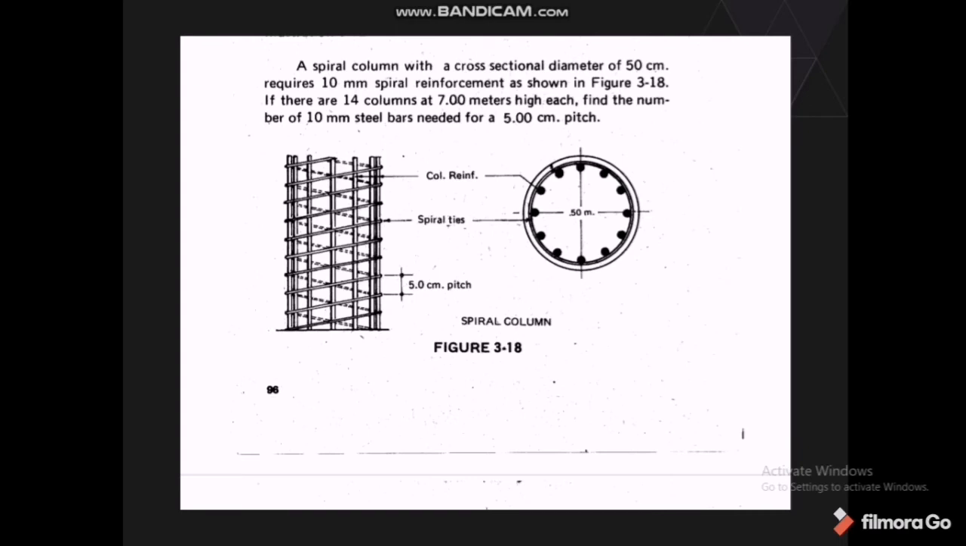And another problem: a spiral column with a cross-sectional diameter of 50 cm requires 10 mm spiral reinforcement as shown in Figure 3.18. If there are 14 columns at 7 meters high each, find the number of 10 mm steel bars needed for a 5 cm pitch.